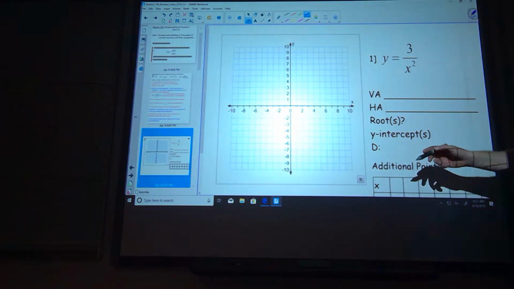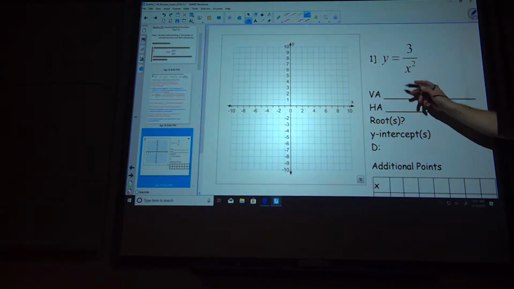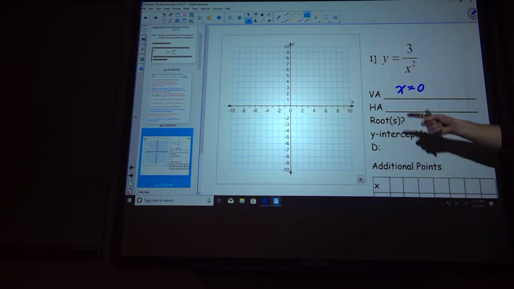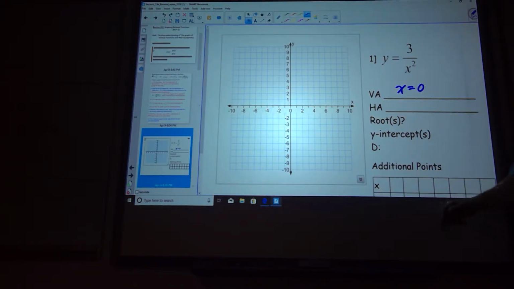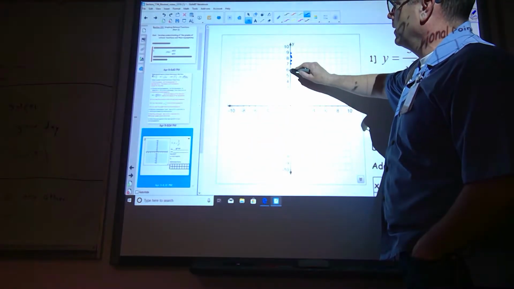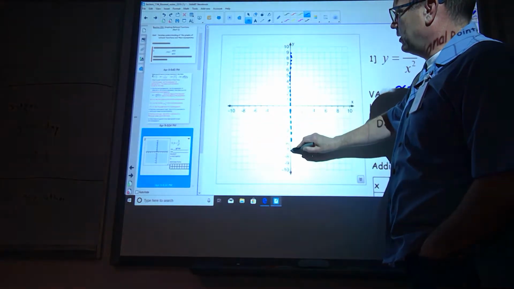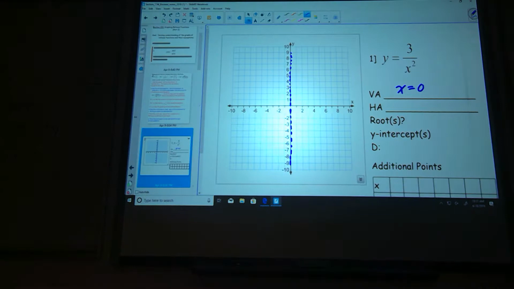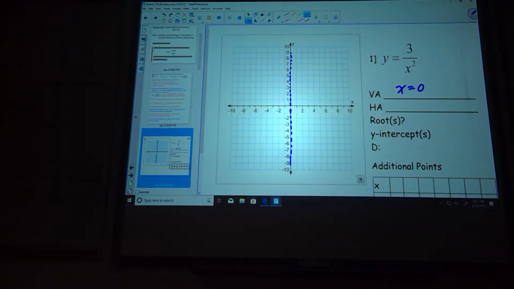So, vertical asymptote. What do you think? X is equal to 0. Agree? What makes the denominator 0? 0. So I get a vertical asymptote here. So if this happens, that means I don't have a y-intercept. Horizontal asymptote.